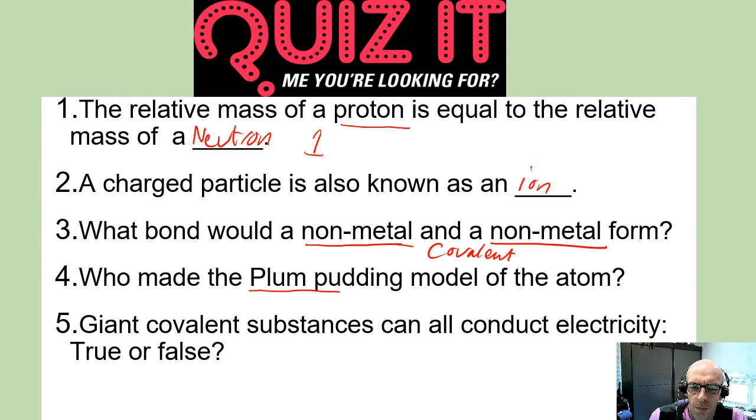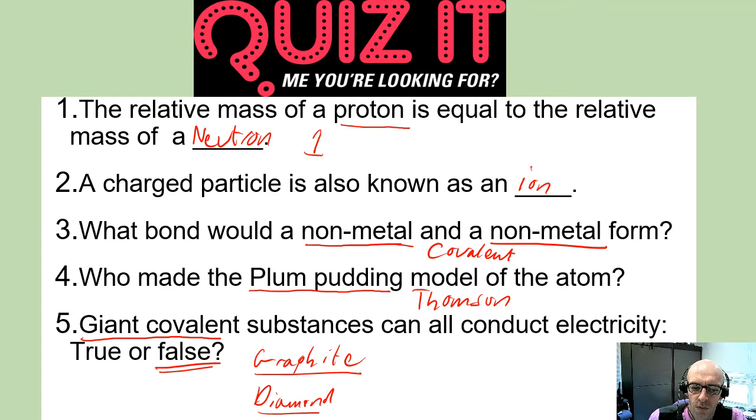Who did the plum pudding model? Well, it was Dalton who did the atom, then the plum pudding was the second guy, so that is Thomson. And giant covalent substances can all conduct electricity, true or false? And the answer is, of course, false. We have graphite and graphene and fullerenes that can conduct electricity, but then we have diamond that doesn't conduct electricity. So it's false because it's not all of them that conduct electricity. Okay, hopefully you either did quite well on that, or if you've made a few mistakes, you make a few corrections, and the next time you get that right.